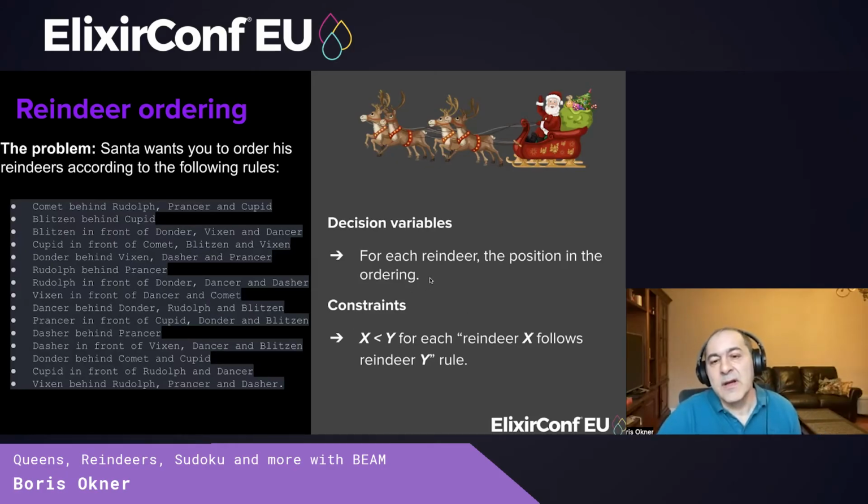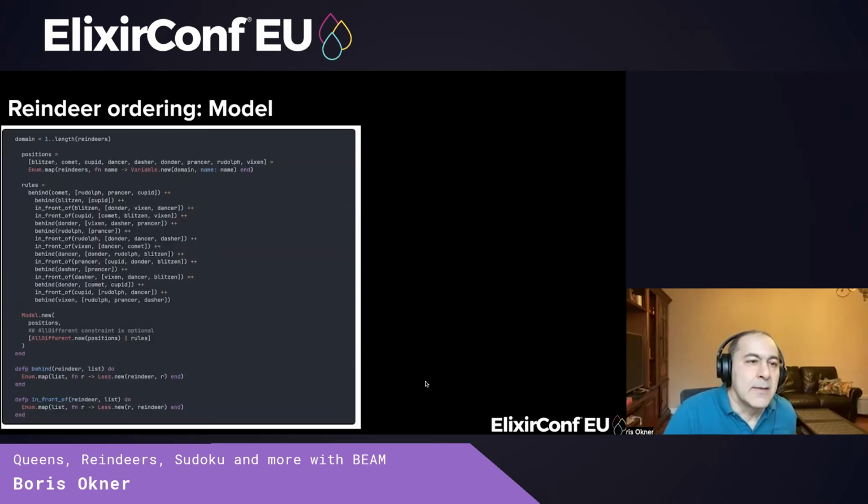So what are our decision variables? Our decision variables are positions for each reindeer. And the constraints are a bunch of x less than y expressions: reindeer x follows reindeer y rule. The model is pretty simple. We have positions as decision variables. We define a domain for each of them. This definition means that any reindeer can be placed on any position before we start logical inference with rules.